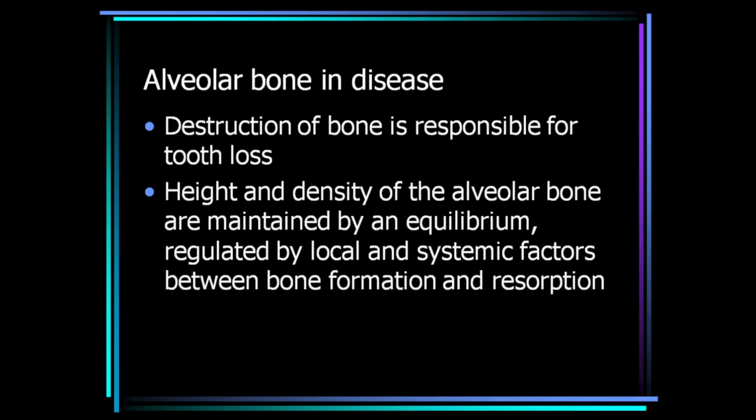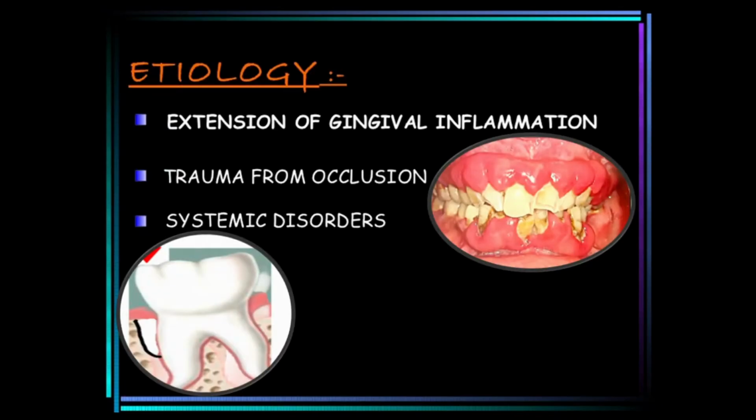Coming on to the alveolar bone in disease. Destruction of bone is responsible for the tooth loss, as we have already discussed. Height and the density of alveolar bone are maintained by the equilibrium, regulated by the local and systemic factors, between bone formation and resorption. So bone formation and resorption is continuously going on, and if bone formation supersedes resorption, then deposition of bone will be there, and if resorption supersedes, then resorption will be there. We'll be discussing in detail how the resorption will be there.